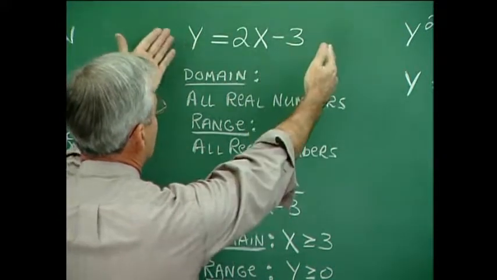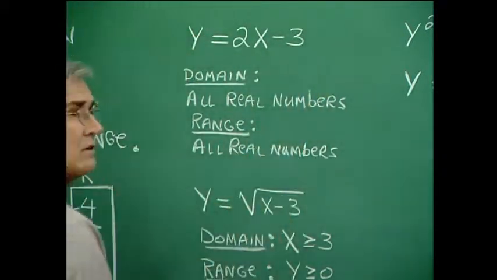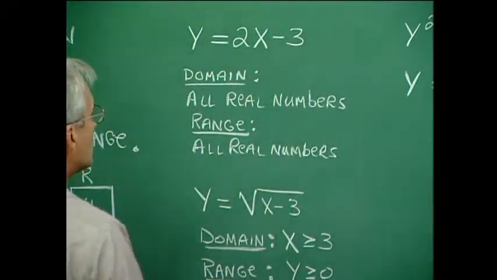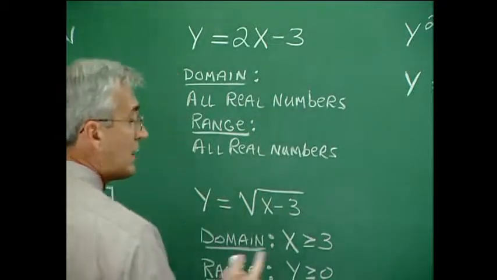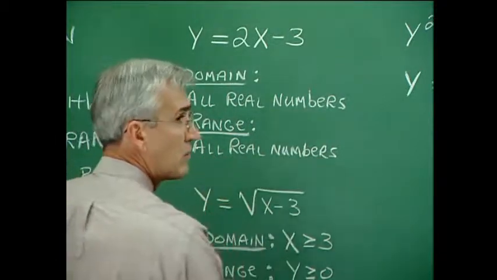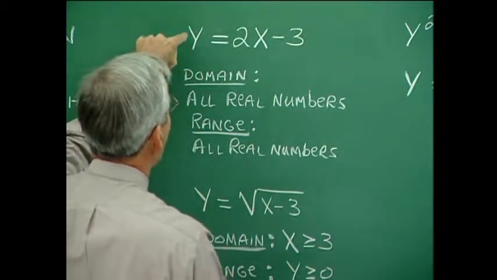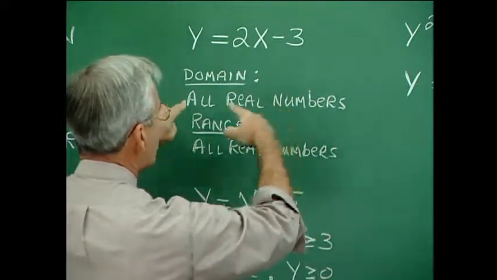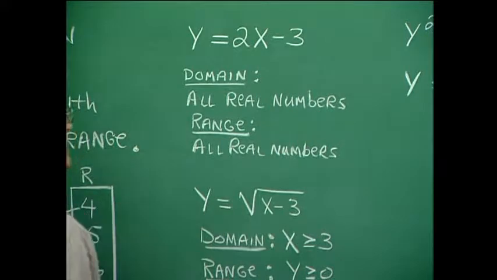Well, gee, this makes sense for all values of x. For all real number replacements for x, 2x minus 3 makes sense. So the domain is all real numbers. And it turns out that the range is all real numbers as well. That is, y can take on values for all real numbers as x changes value in this process.